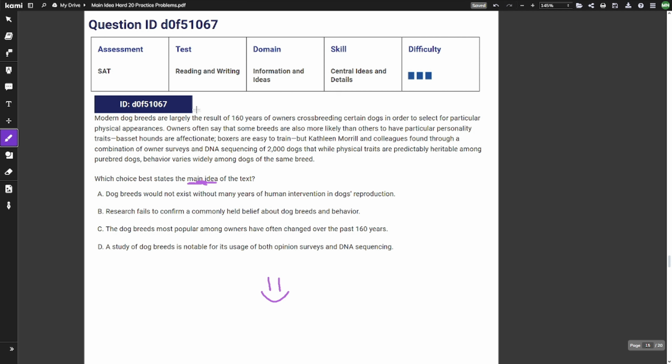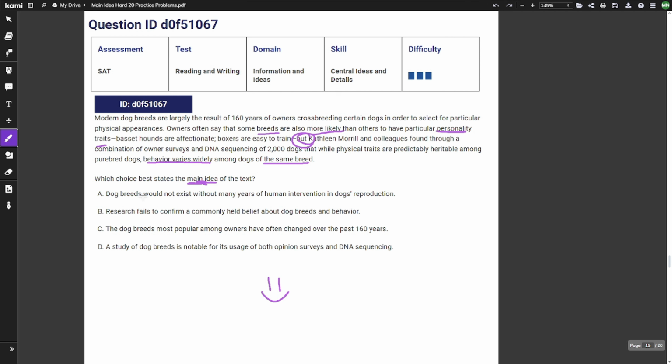Here it says that people think that breeds are more likely to have certain personality traits. And they think that, oh, these types of dogs are affectionate and these types of dogs are easy to train. But this person did a little study and they found that behavior varies widely among dogs of the same breed. So they basically said that, guess what? Certain breeds don't affect personality traits. So let's look at our answer choices and see what makes the most sense.